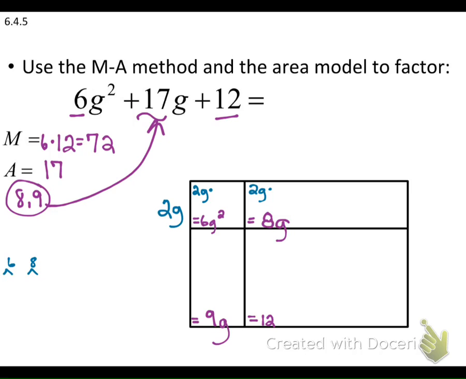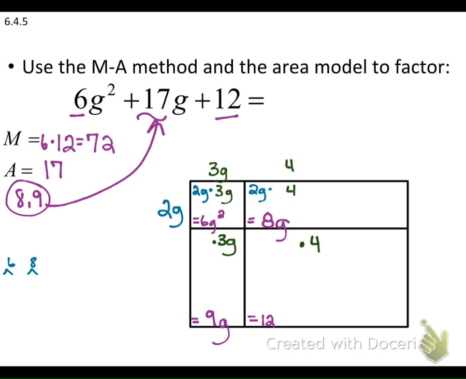Once I find the width of my top row, that also gives me the width of my bottom row. So I think to myself, 2 times what gets me to 6? 3. Somebody said G, right? Yep. So 3G. The width is 3G. So if the width is 3G up above, it's also going to be the same thing down below. So I'm just going to bring my width and put it into both area models, or both boxes. So now I'm ready to find the width of my second one. So I think 2G times what gets me to 8G? 4. So my width here is 4. So if my width up here is 4, then I know my width down here is 4.